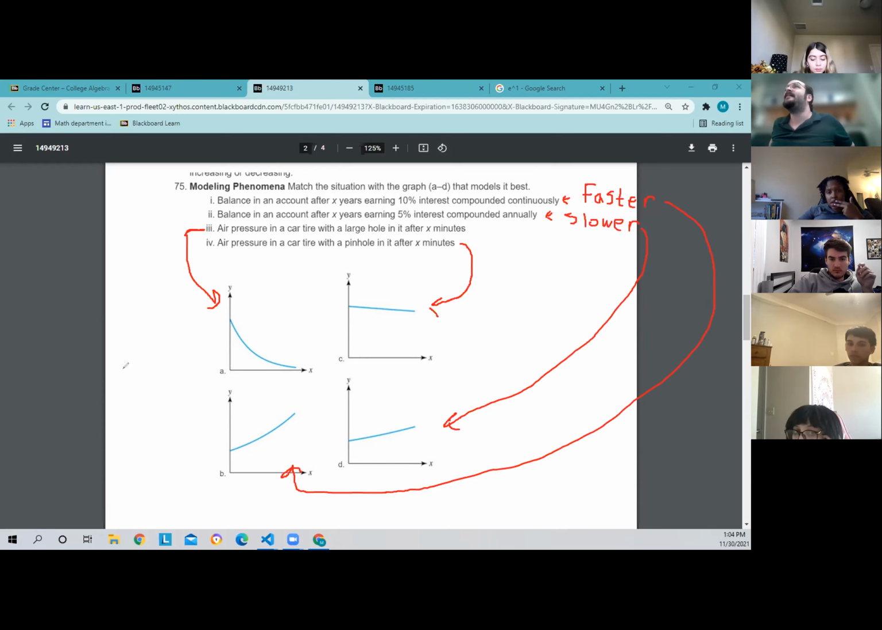So number 75, the first one, part 1 should be what? Let me just make sure I got them right. Part 1 should be B, part 2 should be D. Part 1 should be B, 2 should be D, 3 should be A and 4 should be C.